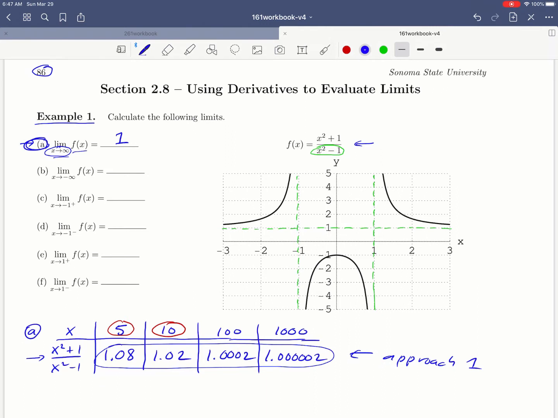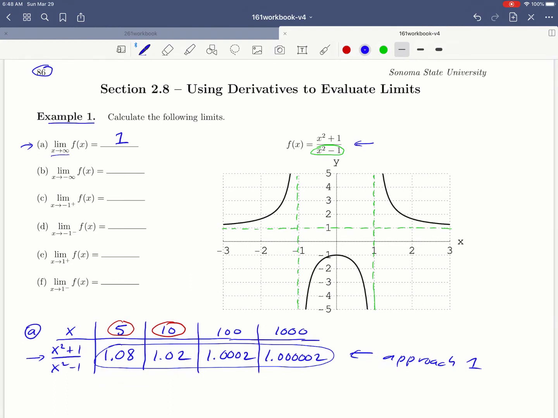Okay, I'd like to double check that guess with our graph. Does that number 1 that we got make graphical sense? Okay, so we're still looking at part A here. And let's think graphically about what this limit is saying. Again, x is approaching infinity, so which part of our graph would that refer to?